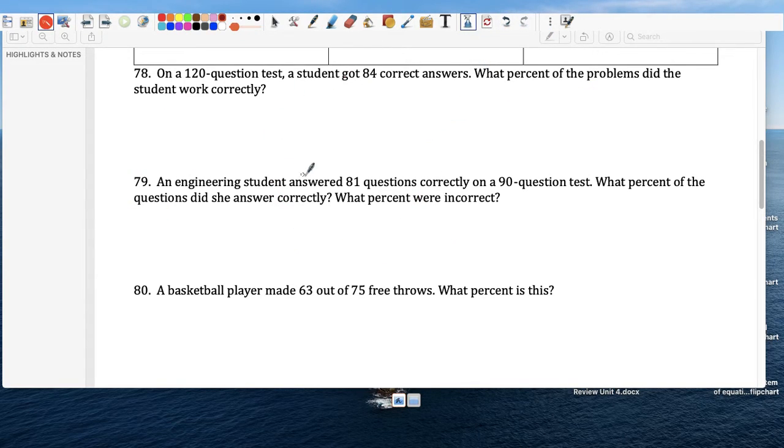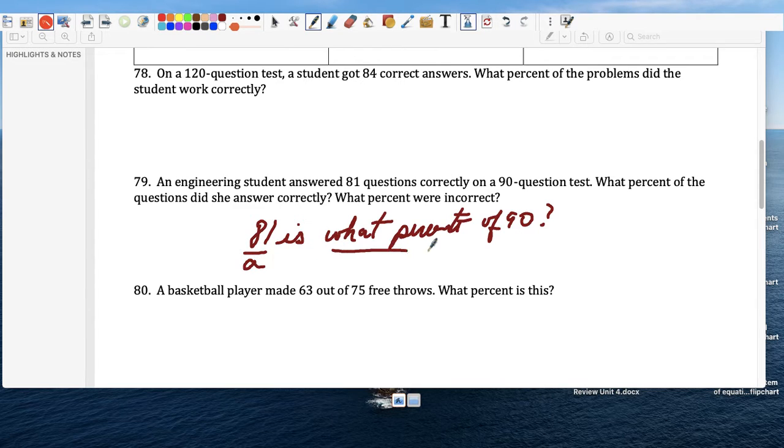An engineering student answered 81 questions correctly on the 90. What percent of the questions did she answer correct? So it's basically the same question as the one before. So again, 81 is what percent of 90? And this would be my part. This would be the percent, and this would be my whole.